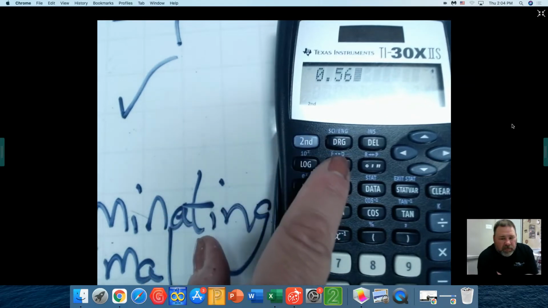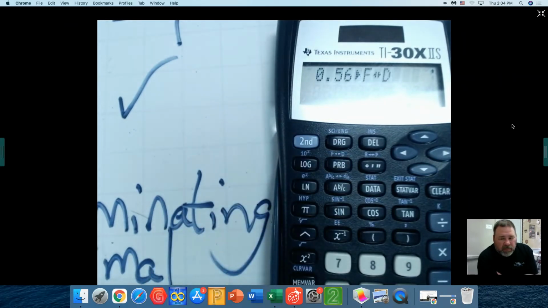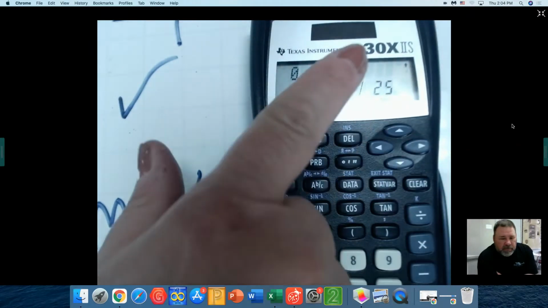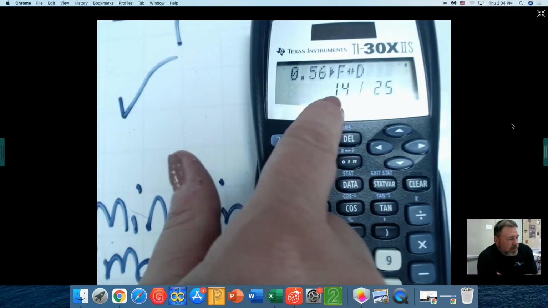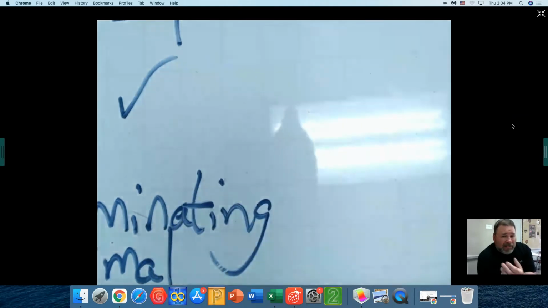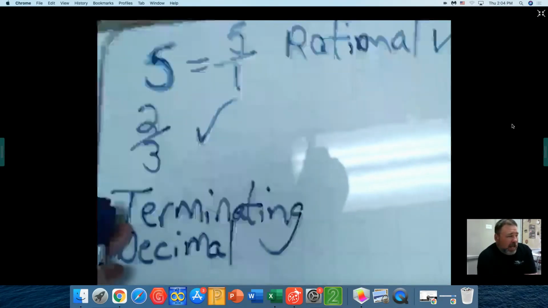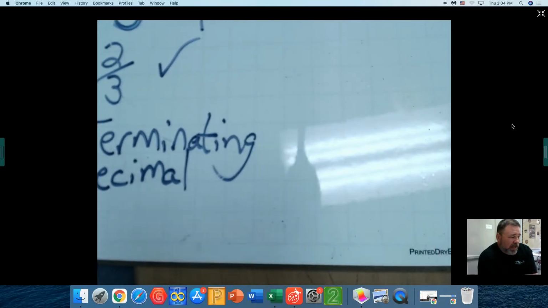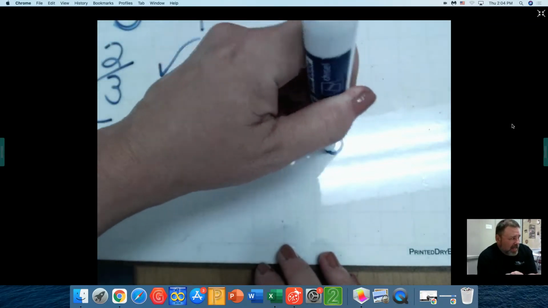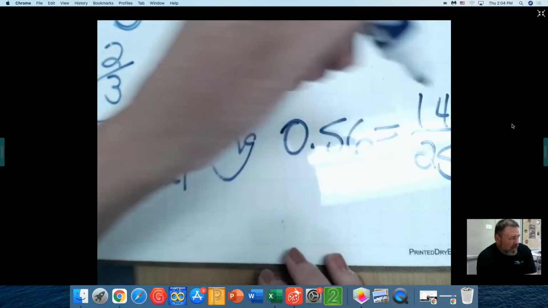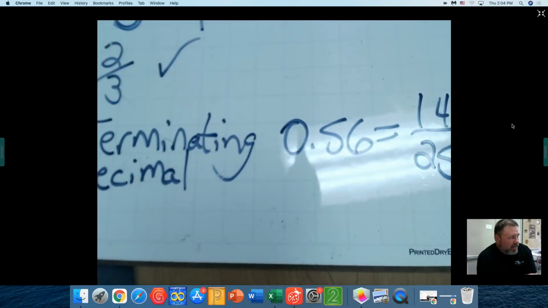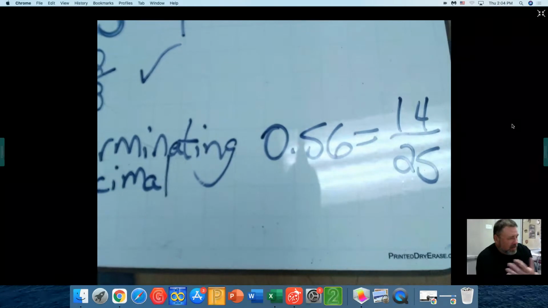If you hit second, fraction, decimal, some button that different calculators have at different places, then it turns that terminating decimal into 14 over 25, which is a comparison of two numbers. And so that would be rational. And that's a pretty handy skill to have, whether you have a calculator or not. You take that last decimal place, and whatever place value that is, that's your denominator. And then you put the decimal over that and reduce it, and that's where they get the 14 over 25.